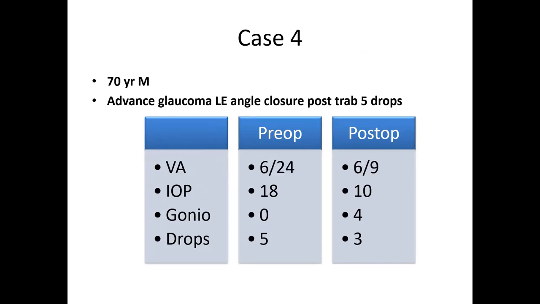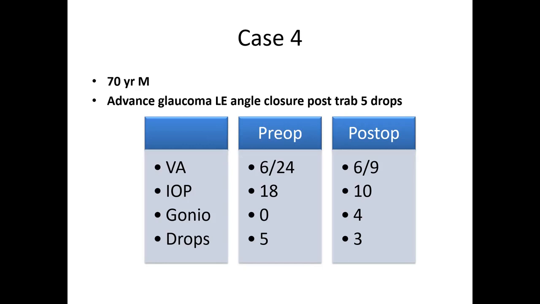Fourth case, this is interesting. This is one of my patients who had a trabeculectomy a long time ago by someone else, and he was on 5 drops, including pilocarpine, when I saw him. He had a bit of cataract, and surprisingly, he hadn't had a gonio for a long time. So when I did his gonio, his angle was totally closed. And then I said, well, let's do this for you and see how it goes.